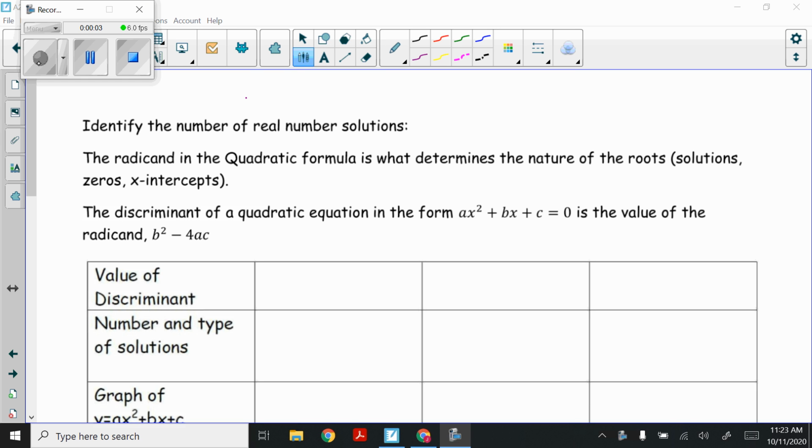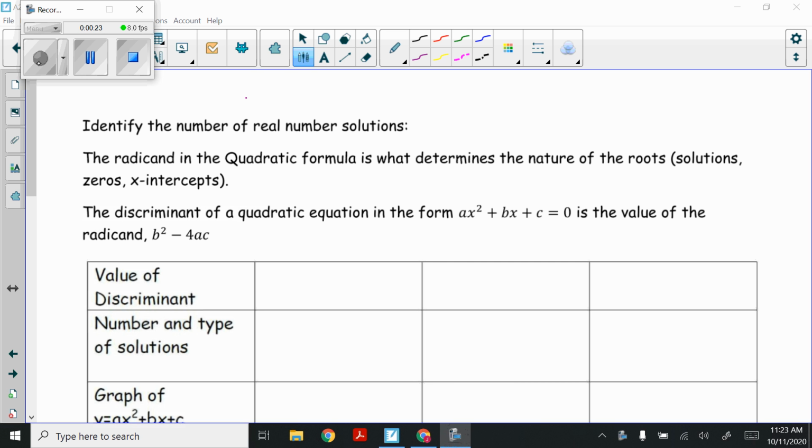All right, today in Algebra 2, we're going to look at the second half of section 2.6, which dealt with the quadratic formula. Today, we're going to focus on what's called the discriminant. This is going to help us identify the number of solutions and the type of solutions that any quadratic equation has.